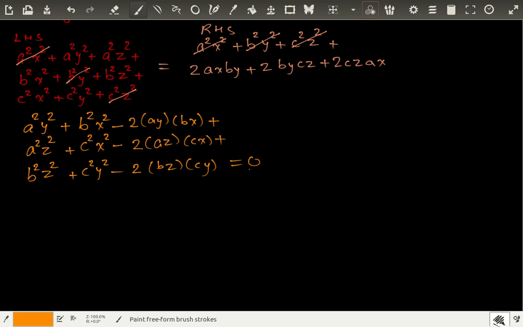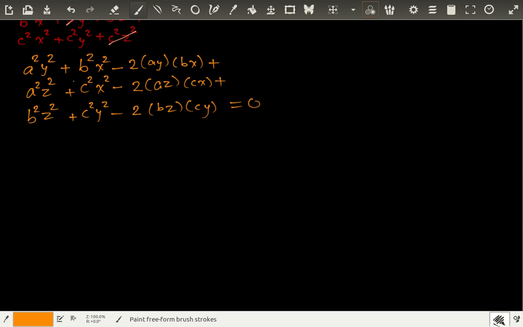Okay. Now the first expression, that is the first row, can be written as (ay − bx)². The second term can be written as (az − cx)², and the last row can be written as (bz − cy)², equal to 0.